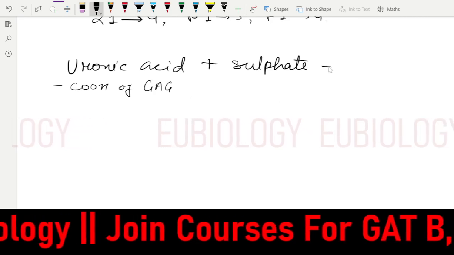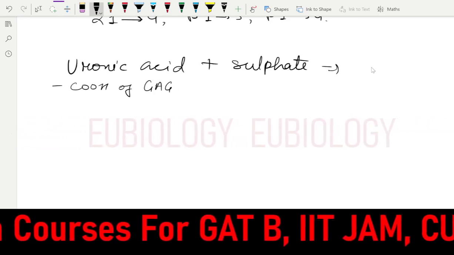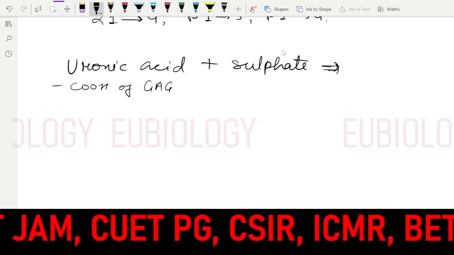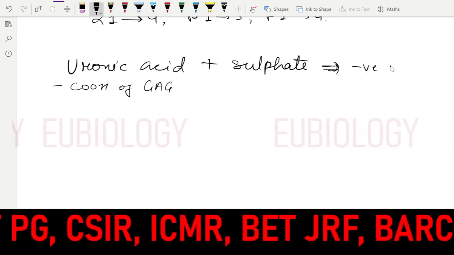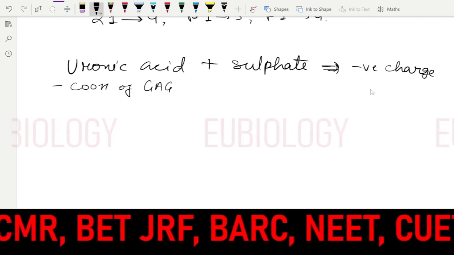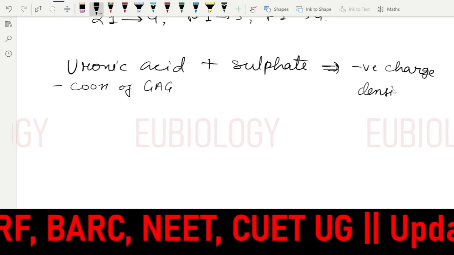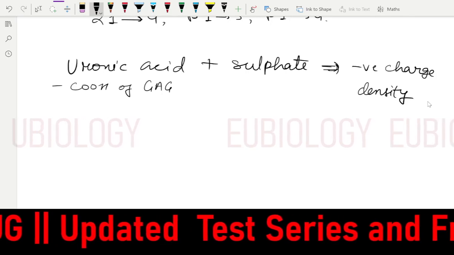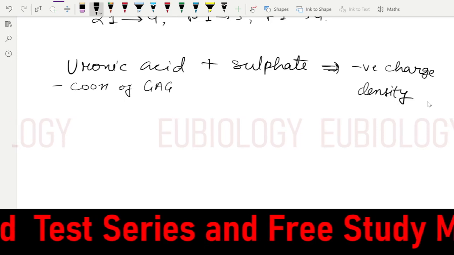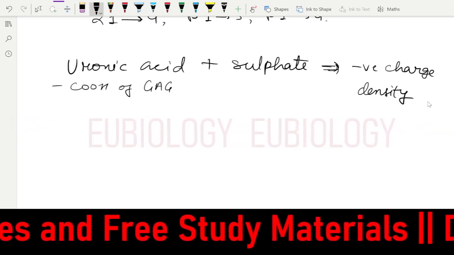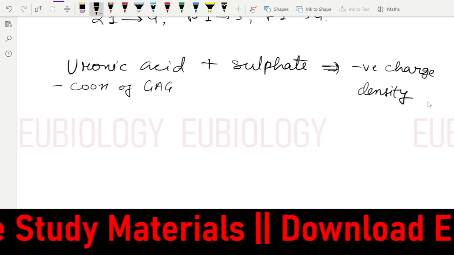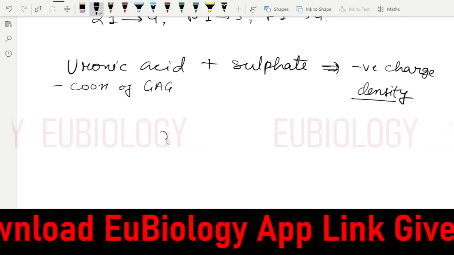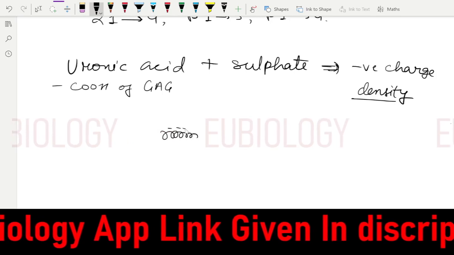What is it giving? The sulfate is there now. So whenever the sulfate comes, the sulfate will give negative charge density. If it is giving a negative charge density, then what will happen? To minimize this negative charge density, it extends to form a rod shaped helical structure, as in heparin. So this is a negative charge now. Suppose this is a small negative charge, there will be so many negative charges nearby.